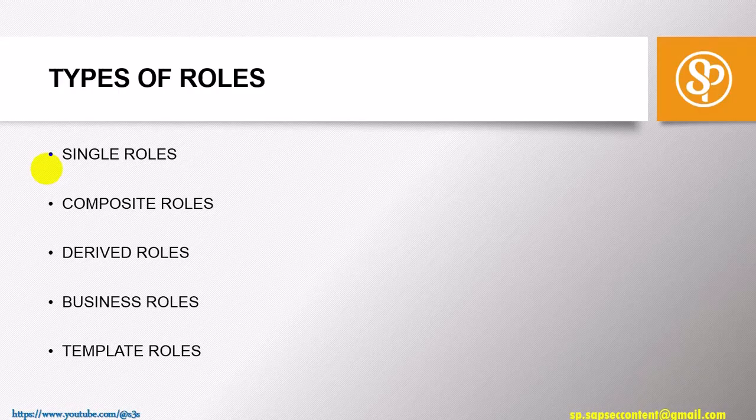Okay. Now, from a security perspective, we know single, derived, and composite roles. But additionally, the GRC system, configuration-wise, has provided two additional roles: template-based and business roles. We'll discuss business roles and templates later, but overall it gives you five roles.